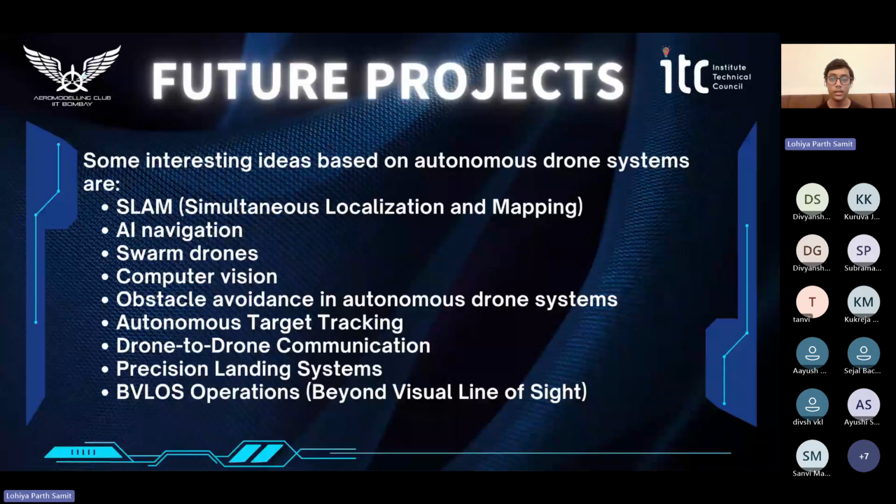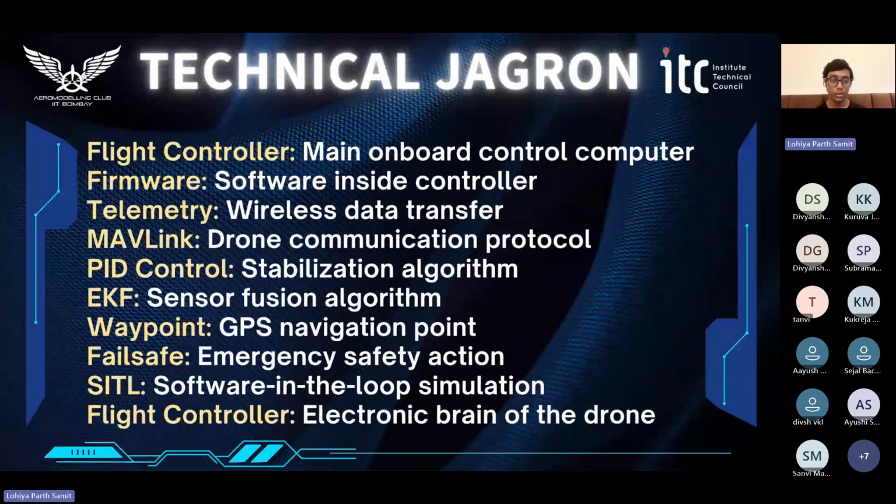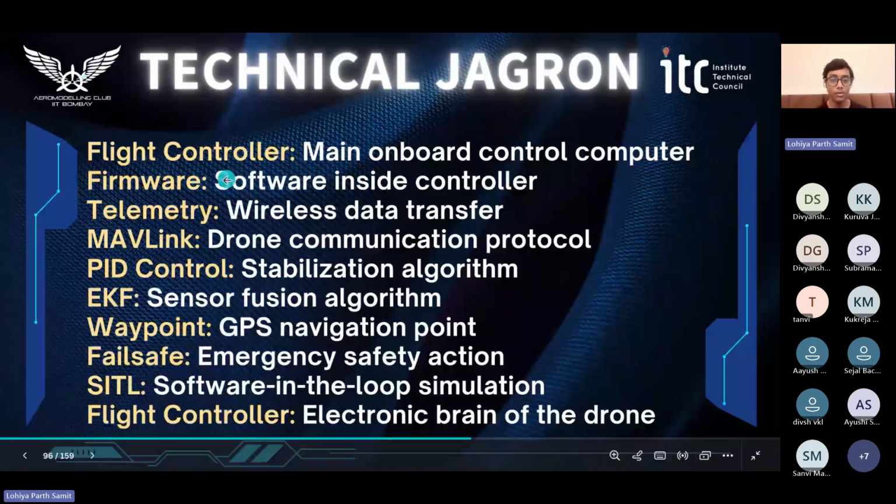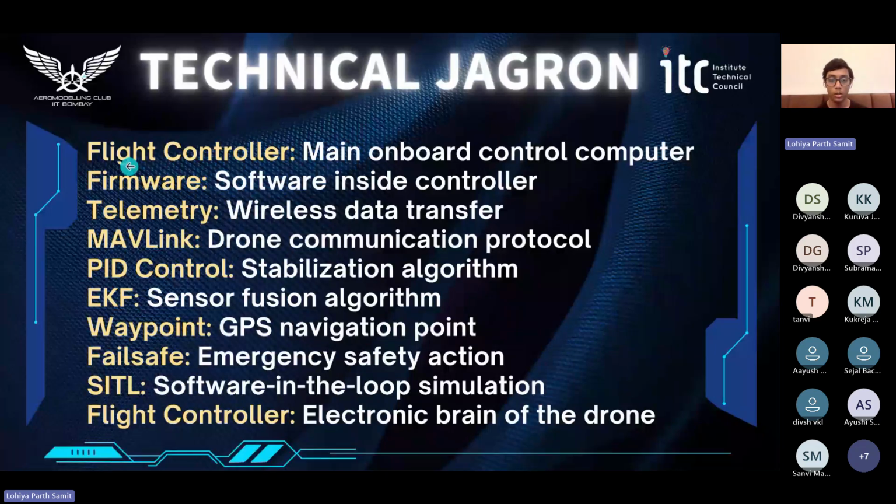So this is some of the technical jargon, or I would like to say the summary. If you did not understand any of these words, then we have a list for you. The flight controller is the main onboard control computer. The firmware is just the software inside that controller. The telemetry is the wireless data transfer that happens between the drone and the ground station. MAVLink is a communication protocol. PID control is a stabilization algorithm that stabilizes any system that we apply it to.